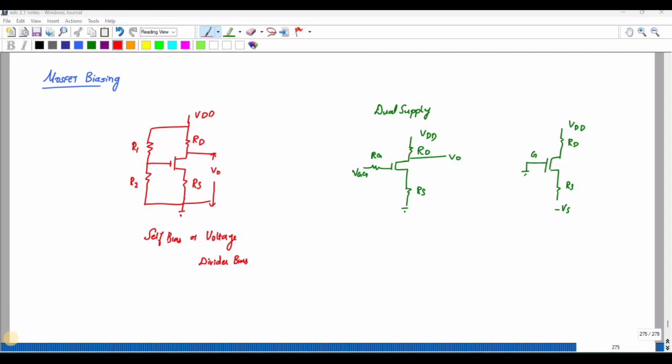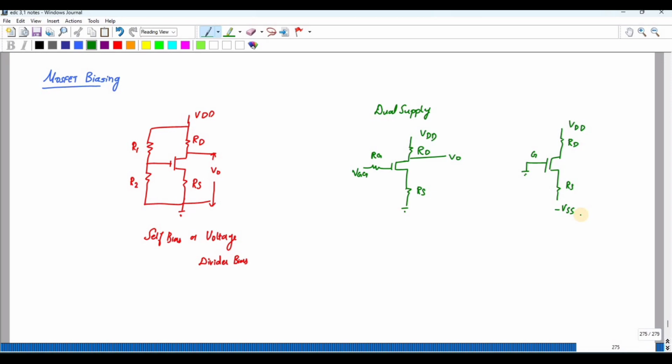In this video we are going to discuss MOSFET bias. There are two types of biasing. One is voltage divider biasing, which is also called self biasing, and another one is dual supply. I have given VDD and VGG supply, and in the second diagram I have given VDD and minus VSS. So these are the three biasing methods we are using for MOSFET.